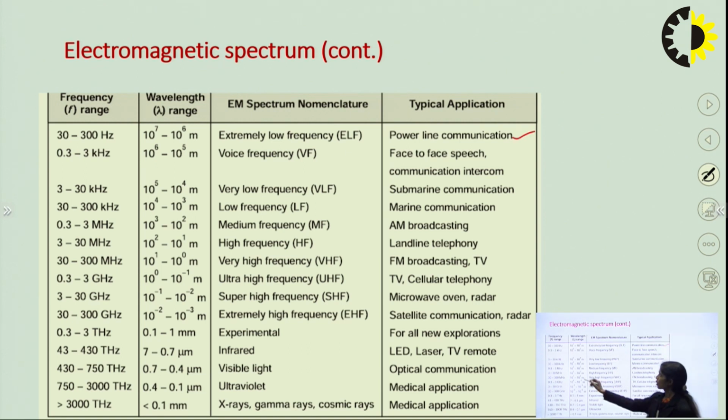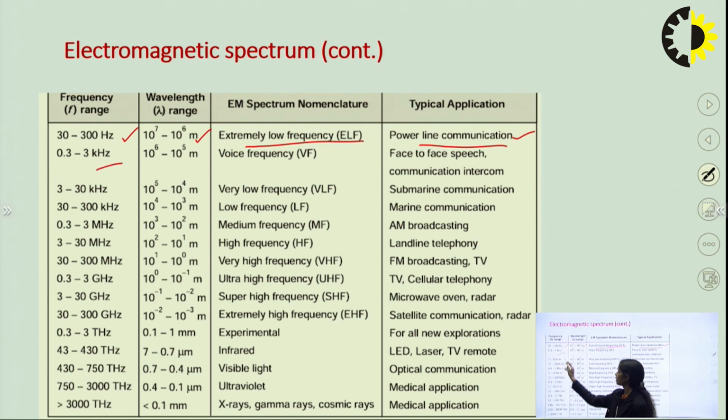If we first talk about 30 to 300 hertz, this is the range of wavelength 10 to the power 7 to 10 to the power 6 meter. This comes under extremely low frequency. This has an application in power line communication. Now the next range is 0.3 to 3 kilohertz, and it ranges from 10 to the power 6 to 10 to the power 5 meter.